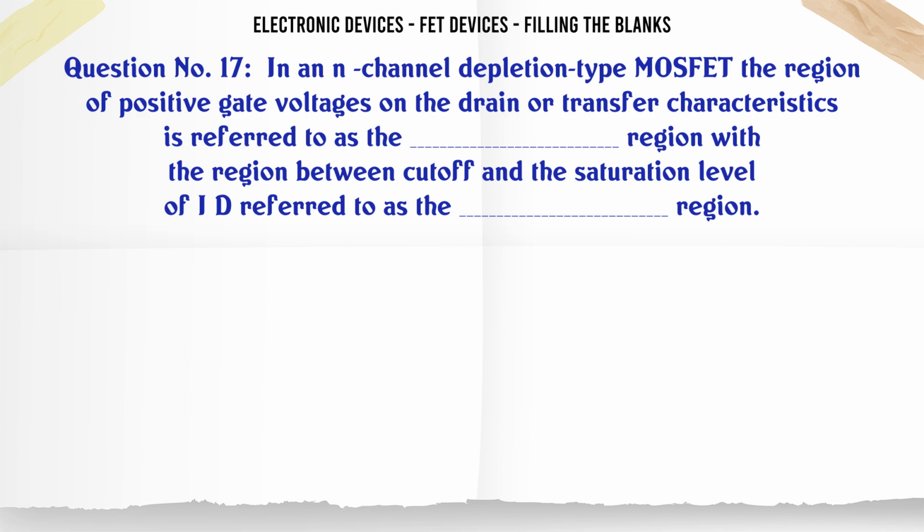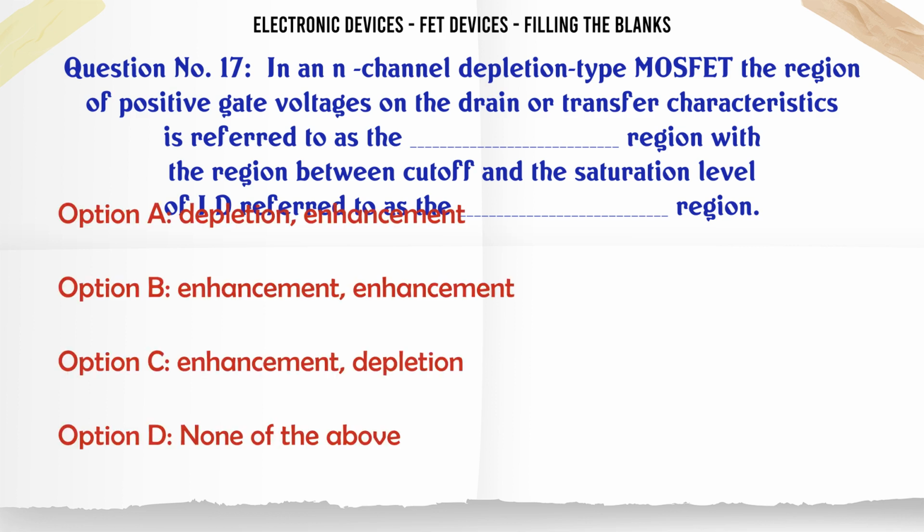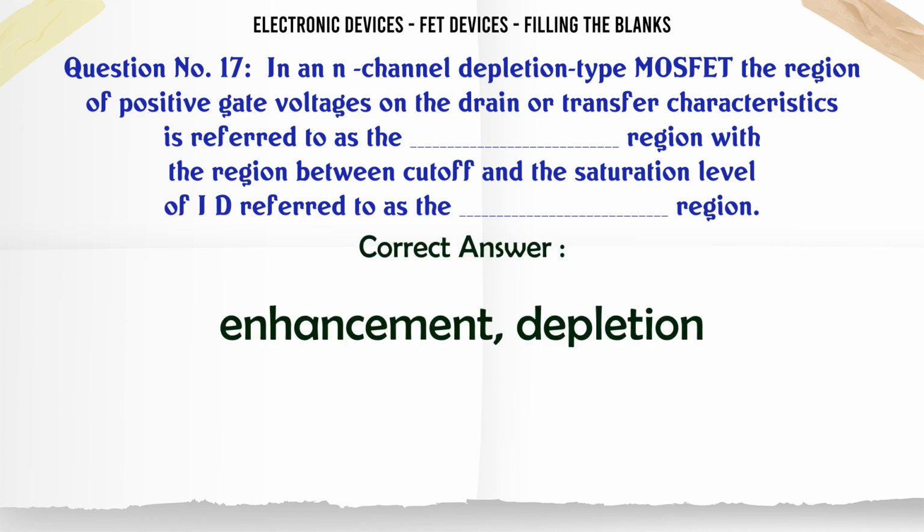In an N-channel depletion-type MOSFET, the region of positive gate voltages on the drain or transfer characteristics is referred to as the region, with the region between cutoff and the saturation level of ID referred to as the region. A. Depletion, enhancement. B. Enhancement. C. Enhancement, depletion. D. None of the above. The correct answer is enhancement, depletion.